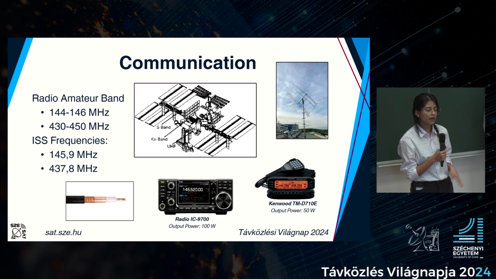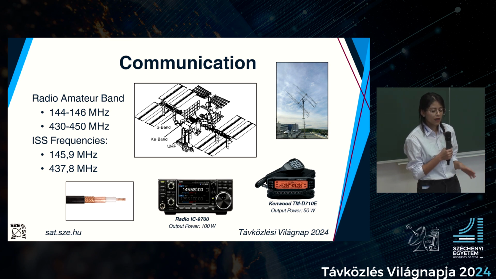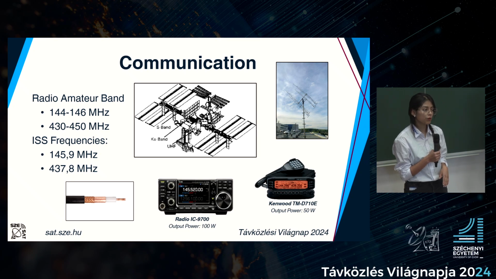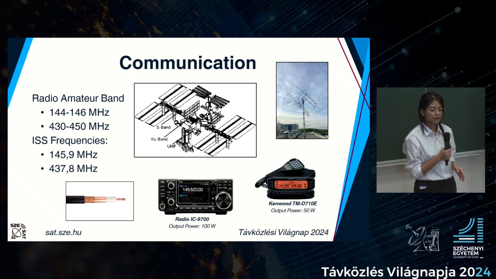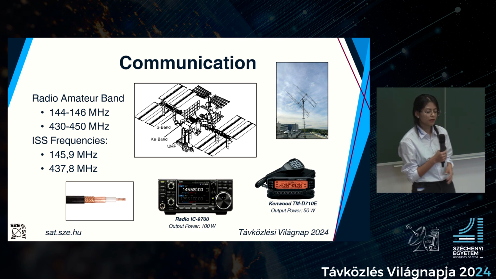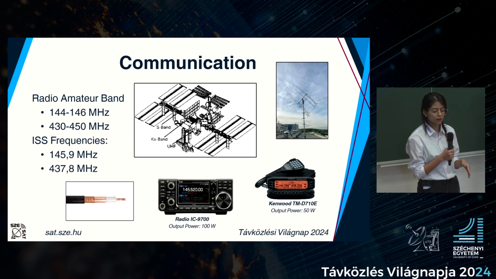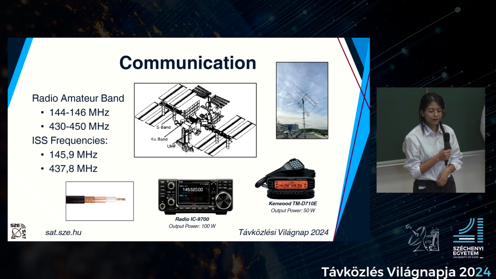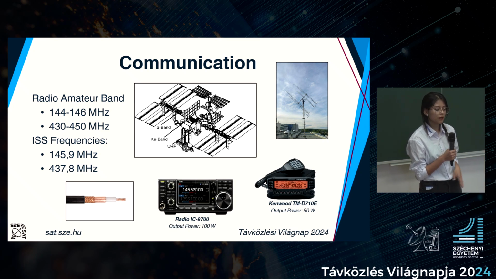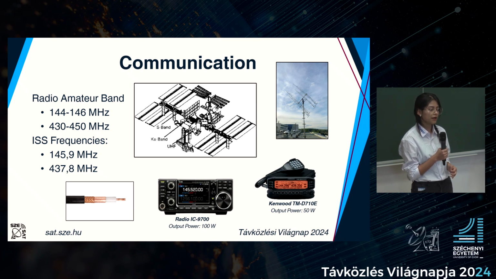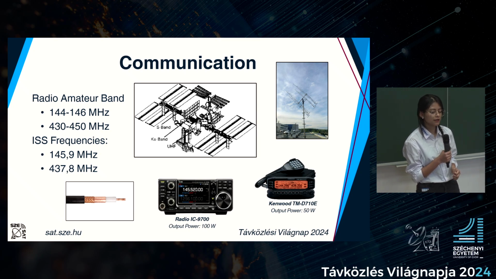Then in the ISS, they have a Kenwood TM-D710E radio with an output power of 50 watts. Also, they have a set of four UHF antenna systems to support this Kenwood radio. And for the communication with the ISS, we used 145.9 MHz for uplink and 437.8 MHz for downlink.